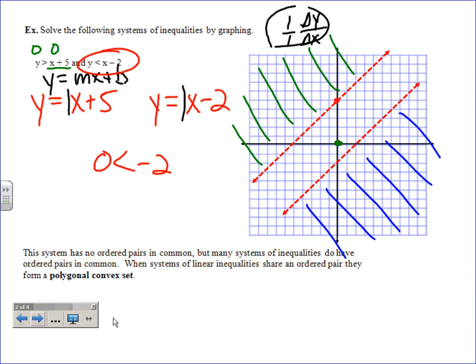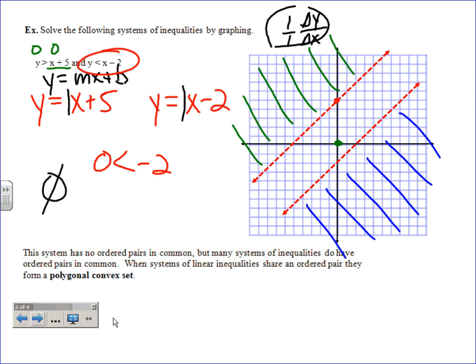And so basically, what's the answer to this system of inequalities? Really unfortunate, after doing all that work, no solution. There's none that work for both of them. Am I going to do that to you very often? No. But I needed to make the point here that you're looking for where they overlap.